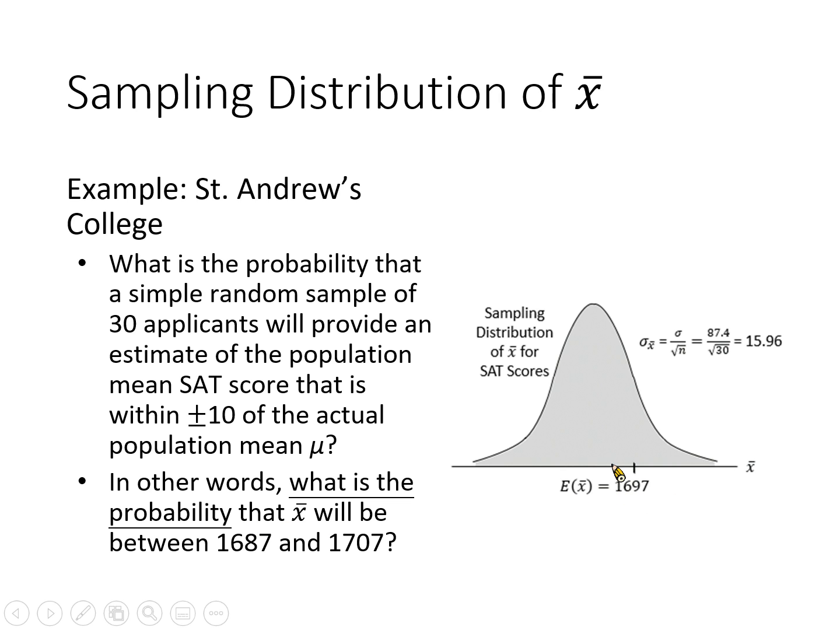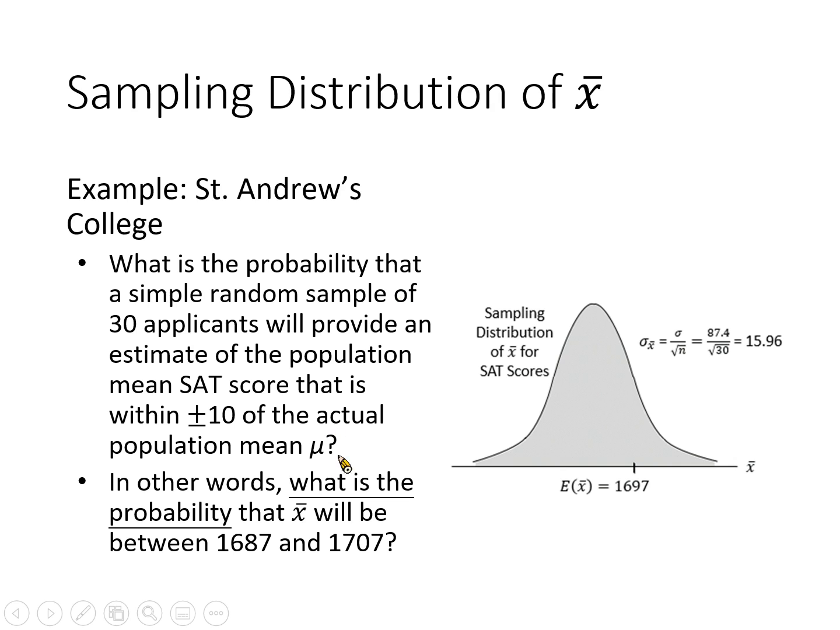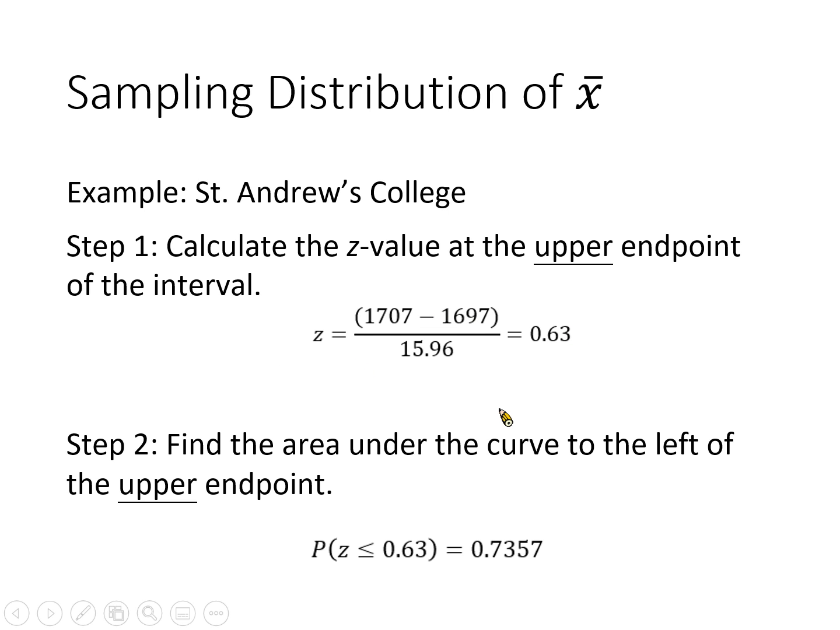Okay, so when we solve such a question, the first thing we need to do is to notice the standard deviation of the sample, which here is 50.96. So the first step is to calculate the z-value at the upper endpoint of the interval. Because we would like to know positive and negative 10 of the actual population mean, our interval is from 1687 to 1707.